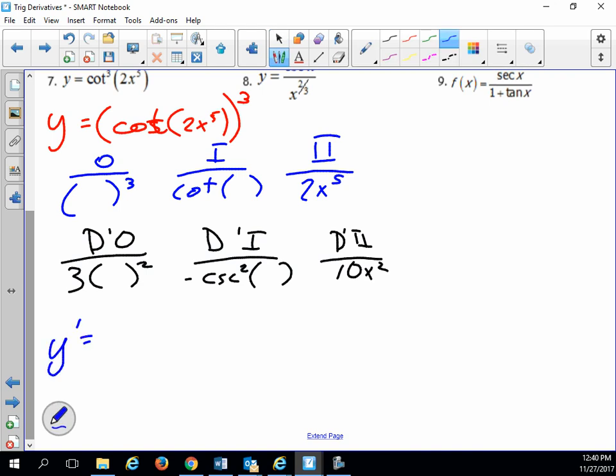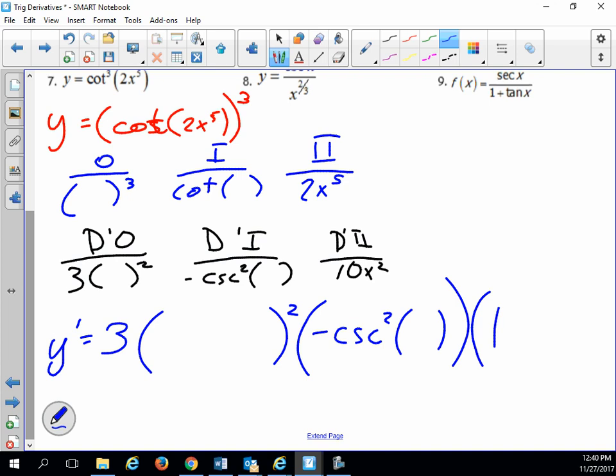So y prime equals 3, (big parentheses) squared, times (negative cosecant squared), times (10x). Please note that all three pieces are in parentheses, because it's all multiplication. If you don't, this middle section that has a negative, you might think it's subtraction. That's not. It's multiplication. What goes in this first parentheses, which was what was there first, which was cotangent.